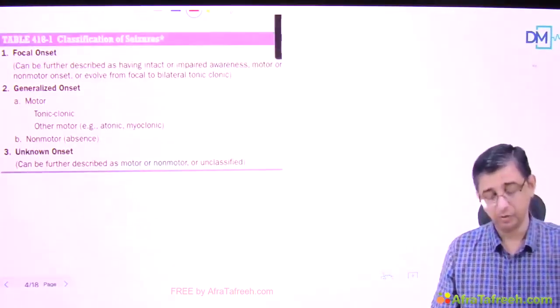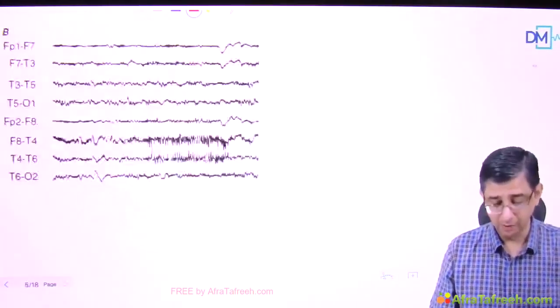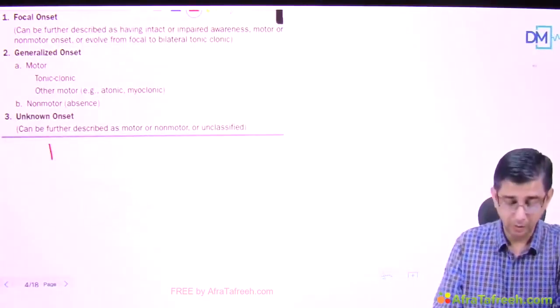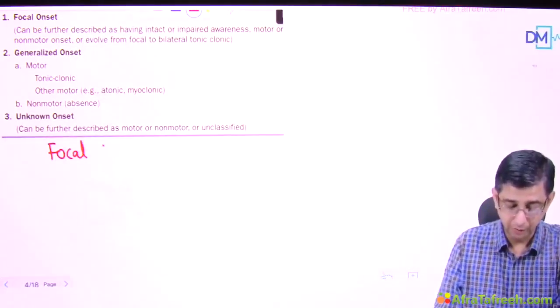Now let's focus on the extreme left hand side of the table. I will first explain to you, this is the table of Harrison. I will now be explaining to you aspects related mainly to focal seizures. So we will now talk about each one of these individually, and I will be explaining focal seizures to you.